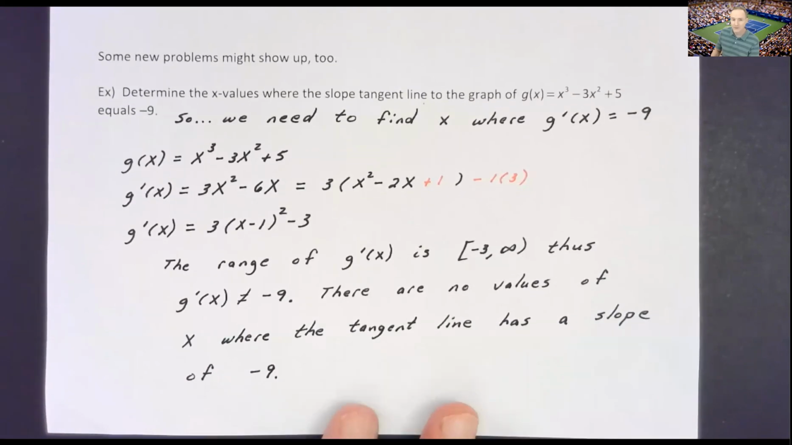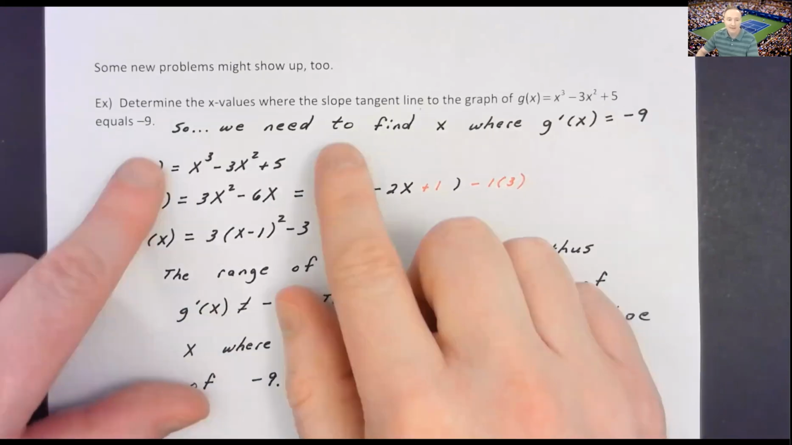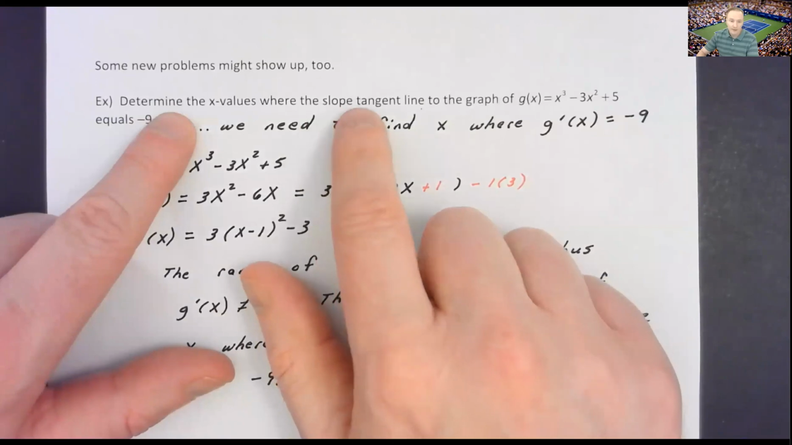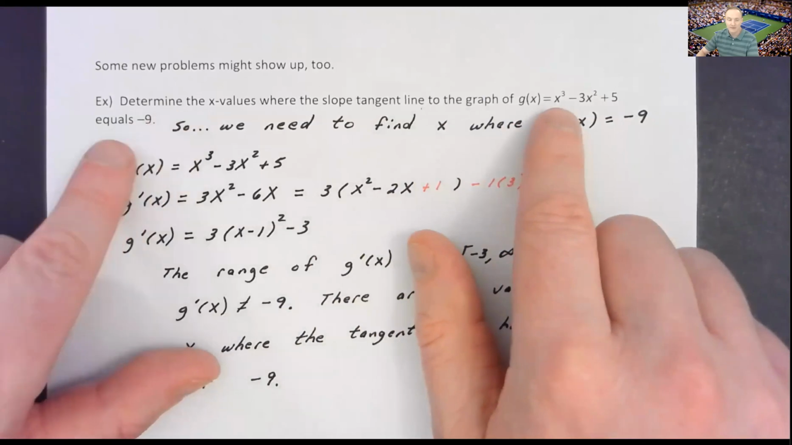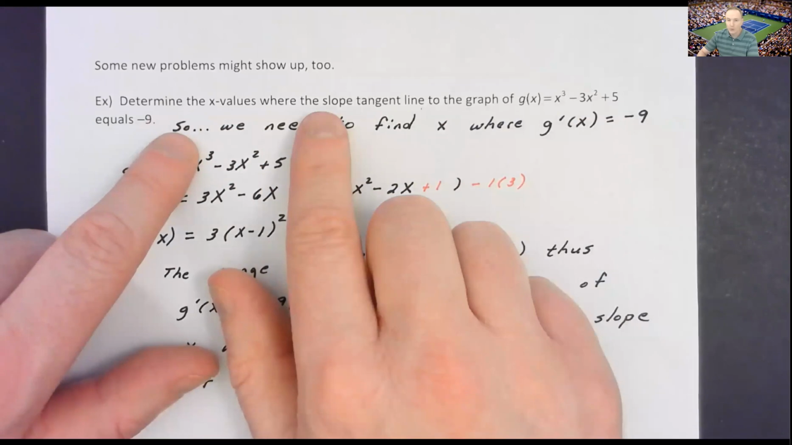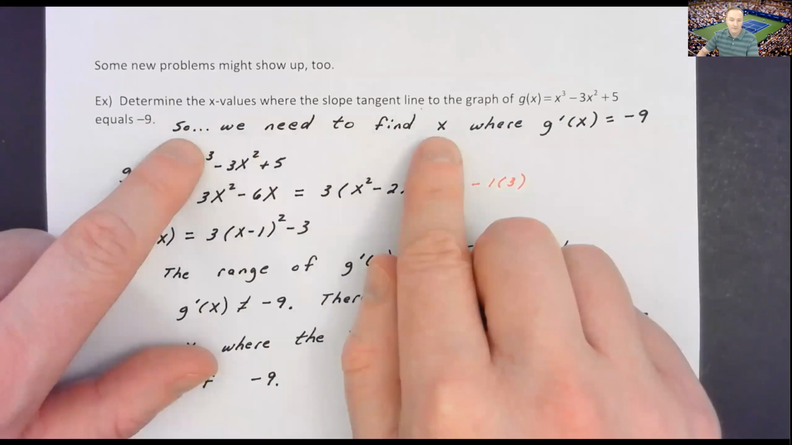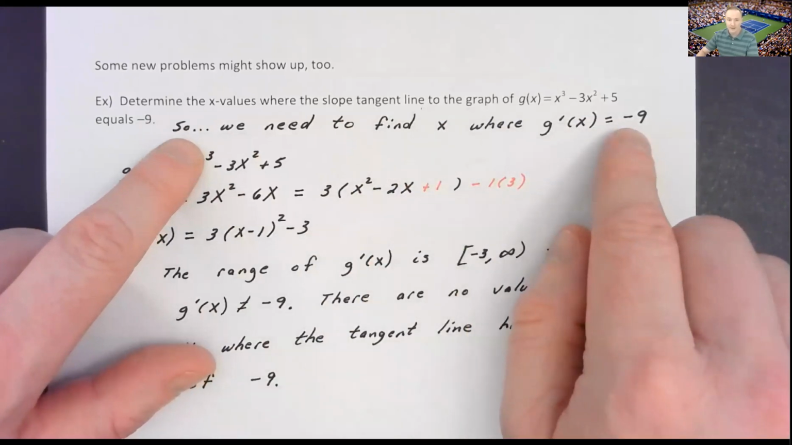Let's say I ask you, instead of just asking you for an equation of a tangent line, I want you to tell me when the tangent line is going to have a particular slope. So in this case, I'm asking you to determine the values of x for which the slope of the tangent line to the graph of g of x is equal to -9. So whenever you're thinking about what this means, we need to find the values of x where the derivative g prime of x is equal to -9.